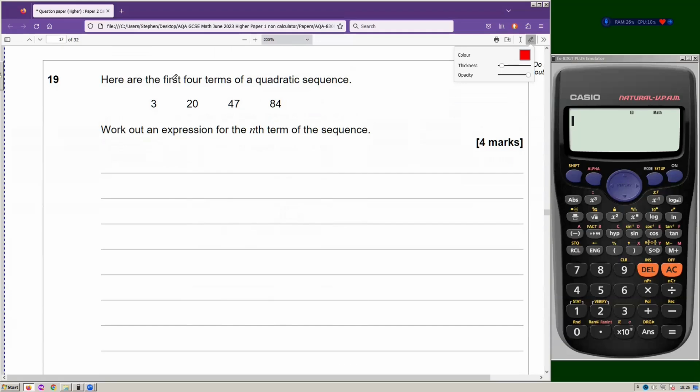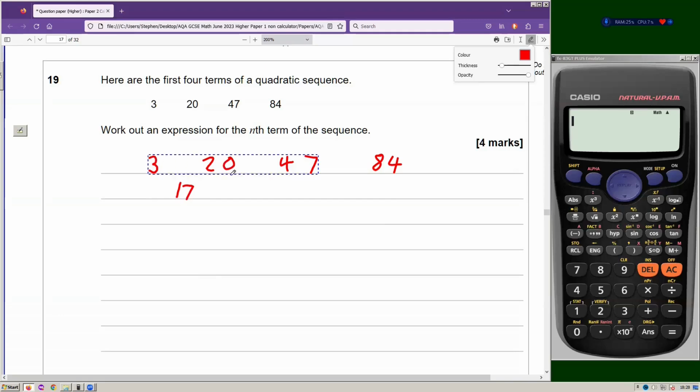Question 19. Here are the first 4 terms of a quadratic sequence: 3, 20, 47, and 84. Work out an expression for the nth term of the sequence. Well, I'm going to write them all down again: 3, 20, 47, and 84. We'll find the first difference. That's 17 there. This one is 20 from 47, which is 27. And 47 from 84, that's 37. That's our first difference.